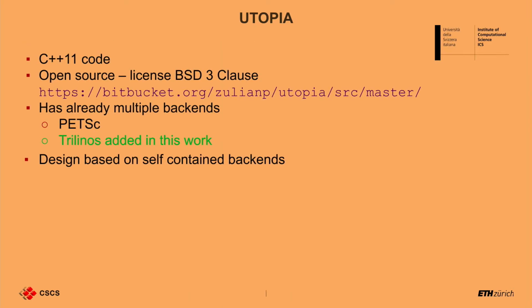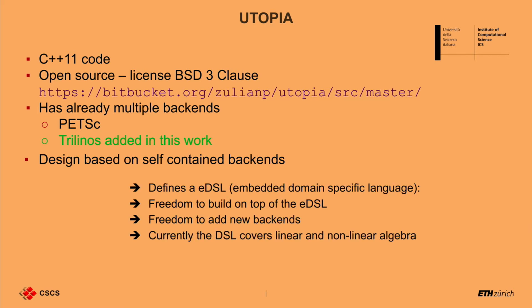So, Utopia is a library written in C++11. It's open source, and if you want, you can download it. This is the link. When we started working with the Utopia developers, they already had a PETSc backend, which is still the most mature backend, and it's been designed to have self-contained backends, so it makes it easy to add new backends. And we helped them in order to add these Trilinos backends.